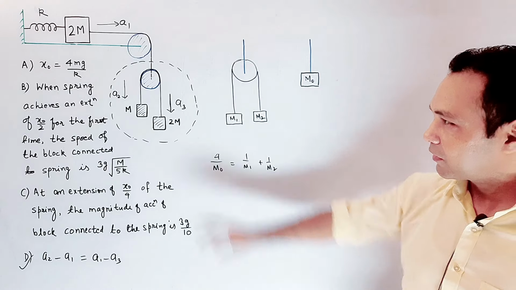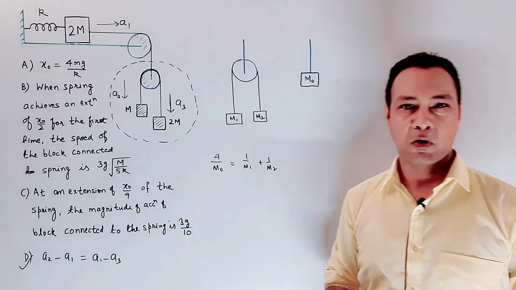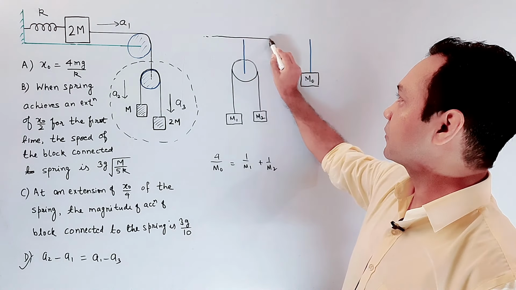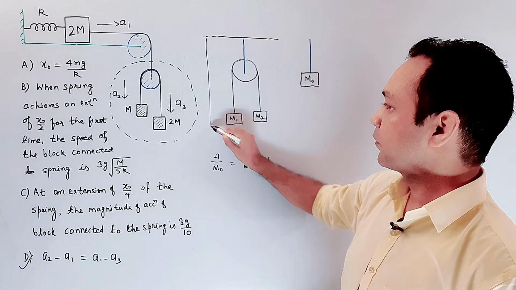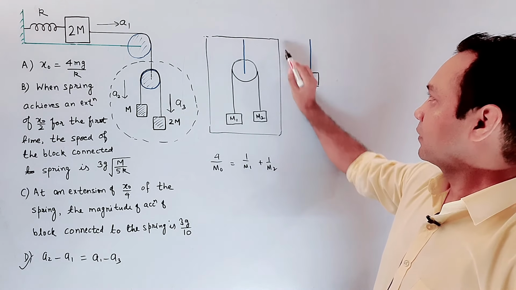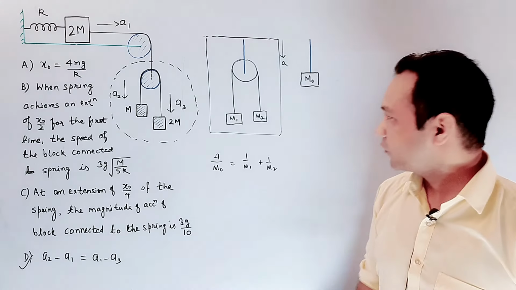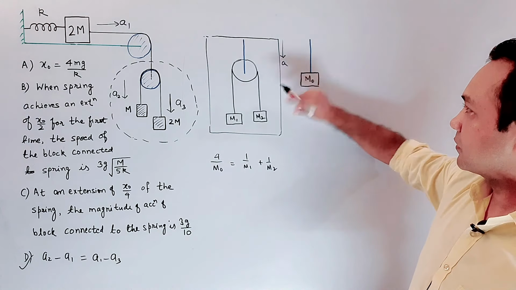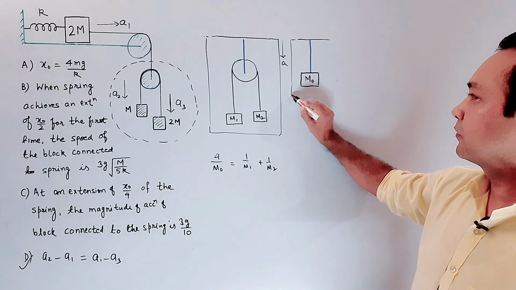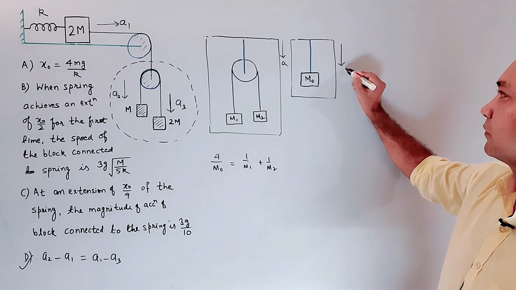But here this pulley is going down, so I am taking a case in which this pulley is going down. For that, what I can do is put this whole setup inside a lift with an acceleration A going downward. So this equivalent also I will have to put in a lift with the same acceleration A going downward.